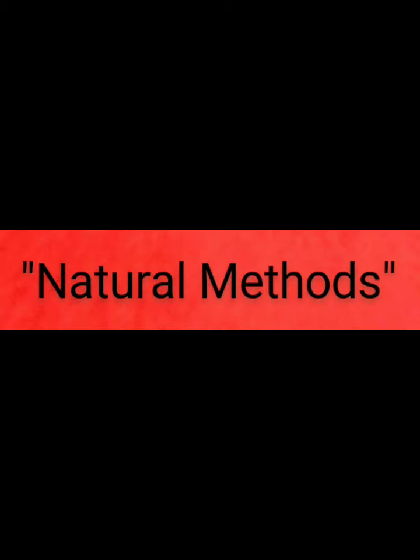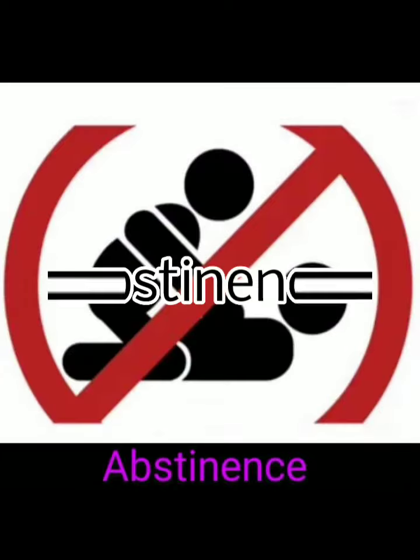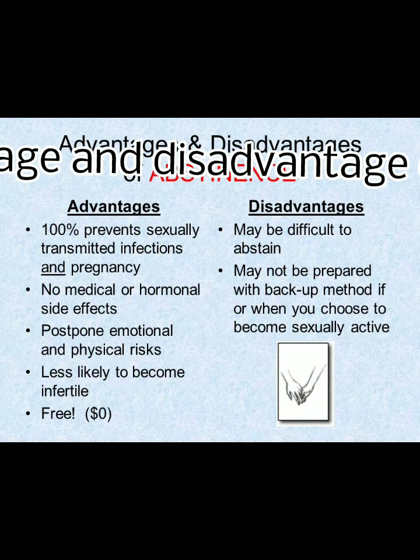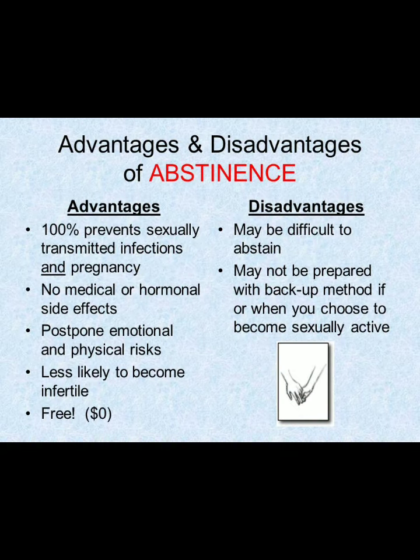Natural methods. Abstinence. Abstinence is simply not having sexual intercourse. If you're abstinent, it means you've decided not to have sex. This includes vaginal, oral, and anal sex. Abstinence prevents pregnancy by not giving opportunity for semen to enter the vagina. The advantage and disadvantage of abstinence.